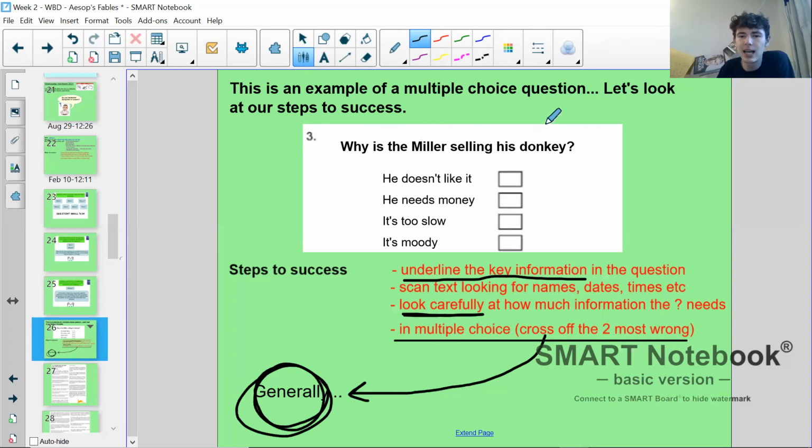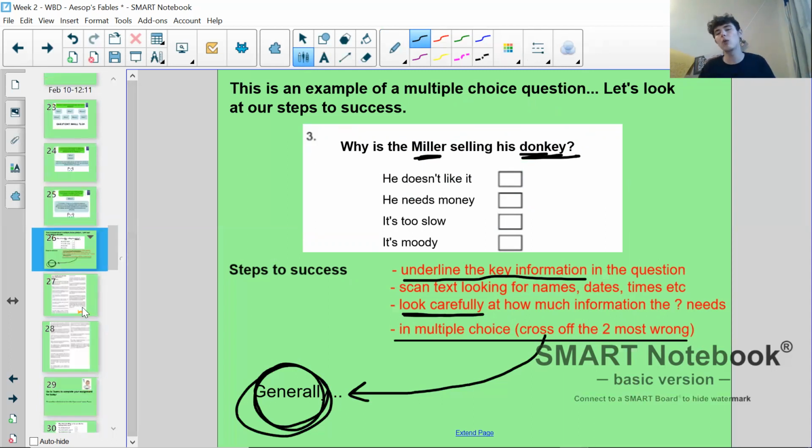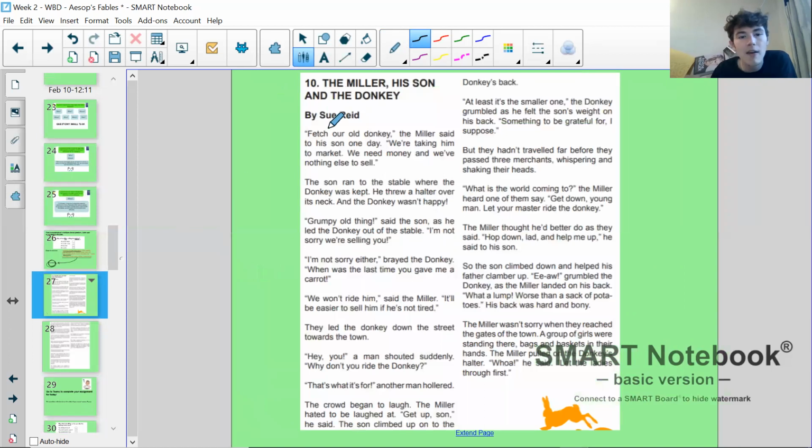Why is the miller selling his donkey? Okay, so immediately we know we're talking about the miller and his donkey. So that's what we're going to be scanning for in the text. Luckily, I've chosen an example where it's just going to be a bit of a quick one for us. So looking through our text, "fetch our old donkey." Okay, so we've got donkey and the miller straight away in our first paragraph. So we know this is where we should be looking in our text. "We're taking him to market. We need money and we've nothing else to sell," okay?